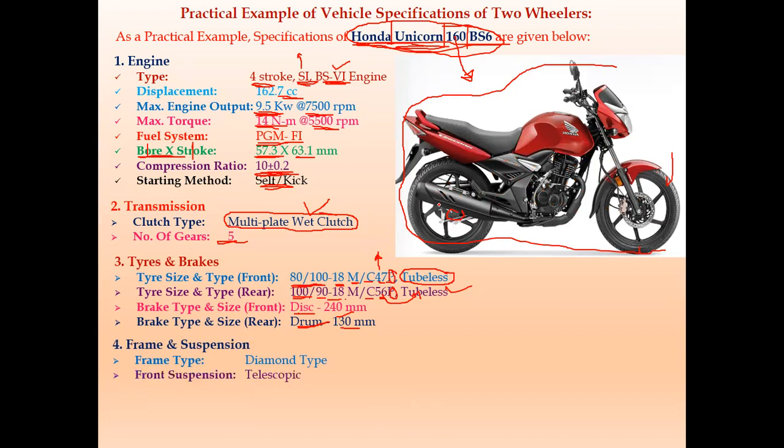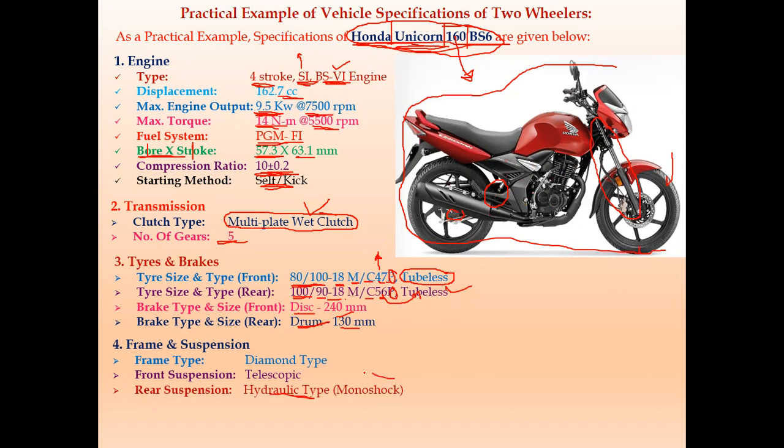Then we have a suspension system. At the front, we have a telescopic suspension. So this system is called a telescopic suspension system. And in case of the rear, it is the spring suspension system, a coil spring with damper. At the rear, we have a hydraulic type. So this is a single type.